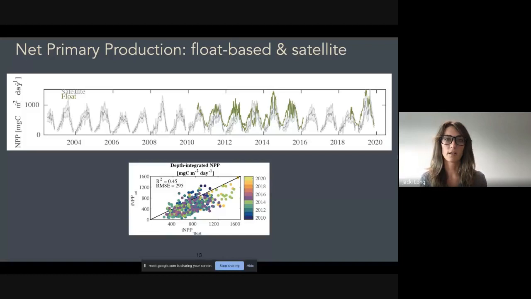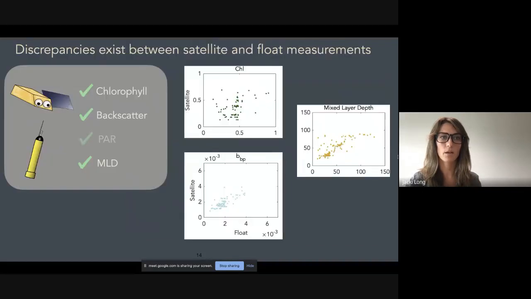Generally, they trend positively. So if you have high annual NPP in the satellite observations, you have high annual NPP in the float observations. And besides some spatial and temporal differences that are inherent to using these two different types of platforms, there may be some more systematic factors that we can get into. And there's majorly two that I want to talk about. So the first, which might be the most obvious, is that we're using different sensors on each platform. And they measure these input variables in different ways.